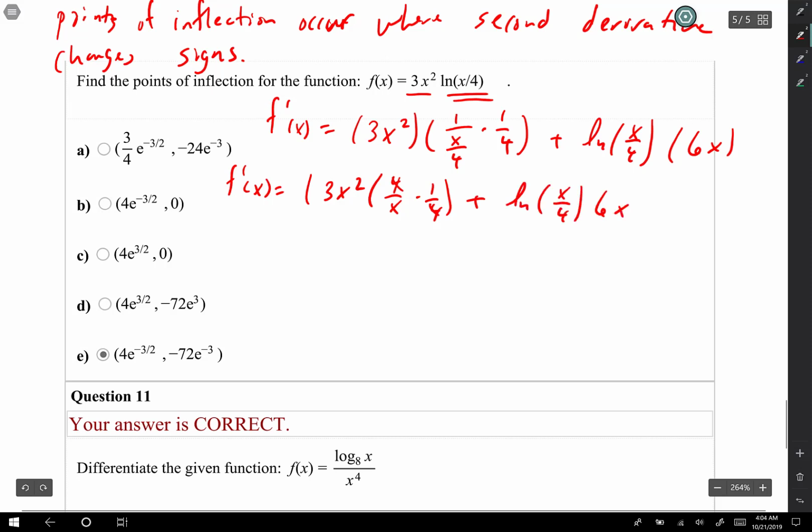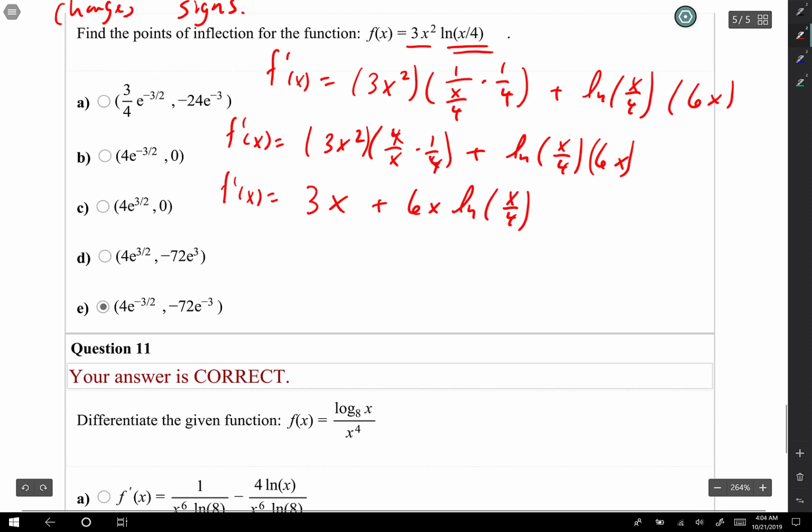x to the 4th, 6x. All right, so let's see what we got here now. F prime of x is equal to, I got 1 over x here and 3x squared, so that turns to 3x plus 6x ln of x over 4. All right, let's take another derivative, guys.